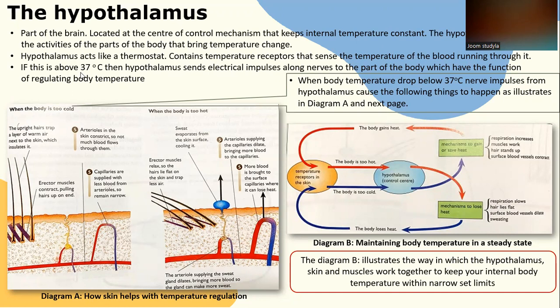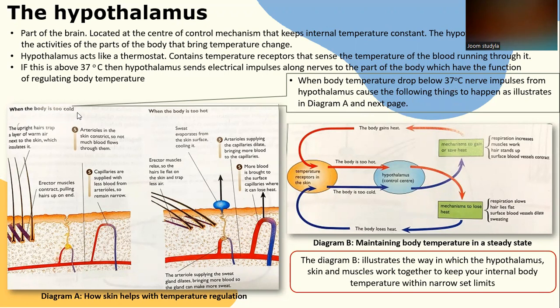If this is above 37 degrees Celsius, then the hypothalamus will send electrical impulses along nerves to the parts of the body which have the functions of regulating body temperature. So, when the body temperature drops below 37 Celsius, nerve impulses from the hypothalamus cause the following things to happen, as illustrated in diagram A on the next page. When the body temperature drops below 37, it means that the body is too cold.